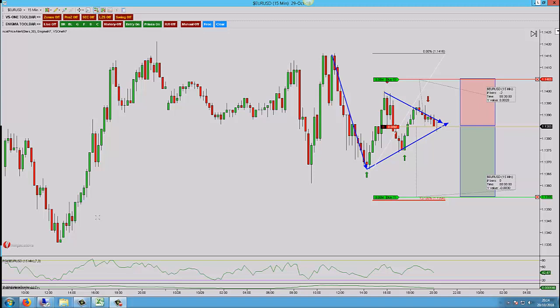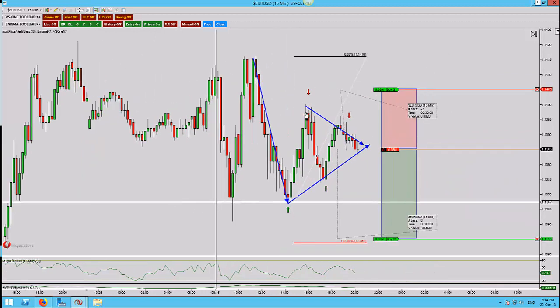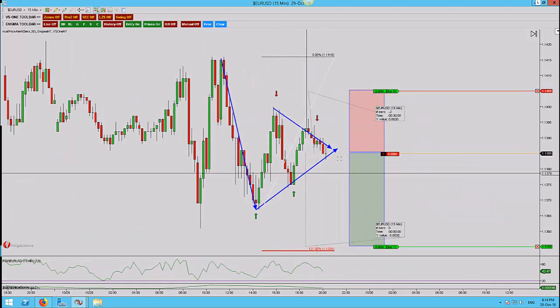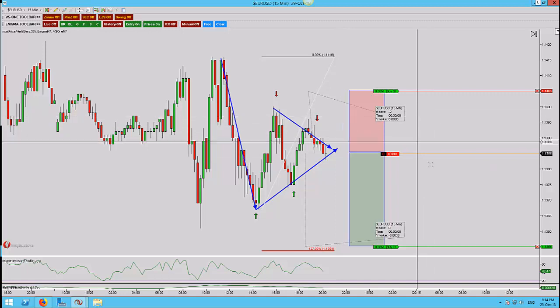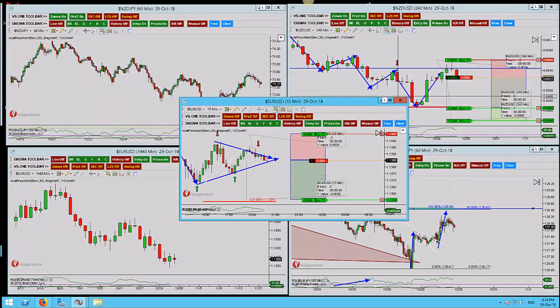Here we are on the euro dollar 15-minute time frame, and in front of you you're looking at a wedge pattern that's set up. It's a lovely one with nice harmonic fluid movement through the center of these structure lines, and currently risking here 20 pips for 30. What I'd like to do is talk you through the higher time frame analysis.